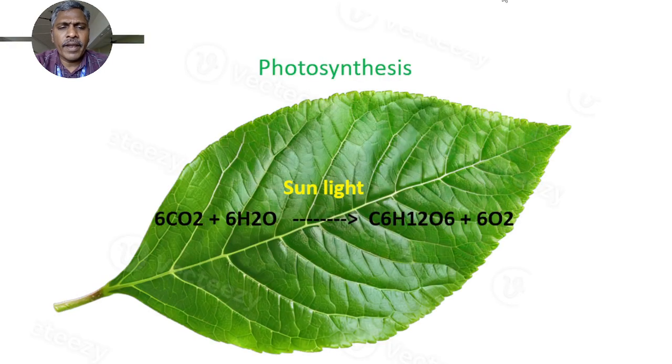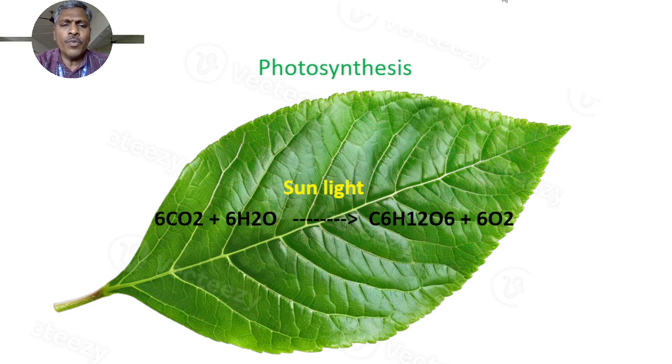Today, I am going to explain the light reactions of photosynthesis. Photosynthesis is the process by which green plants, algae, and some bacteria use light energy from the sun to make food. They convert carbon dioxide and water into glucose and release oxygen as the byproduct. That's the oxygen we breathe. This process takes place in the thylakoid membrane of the chloroplast.